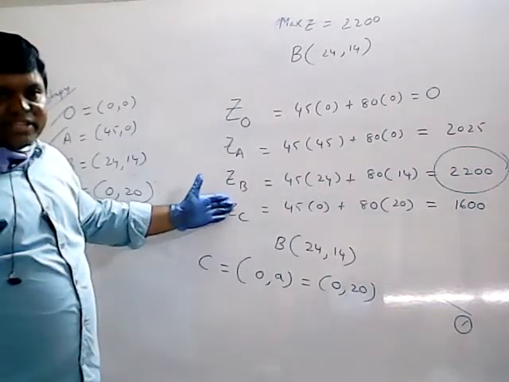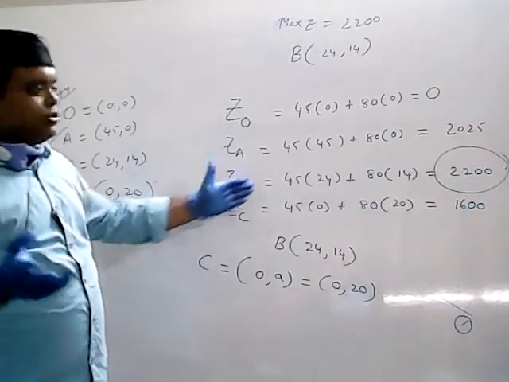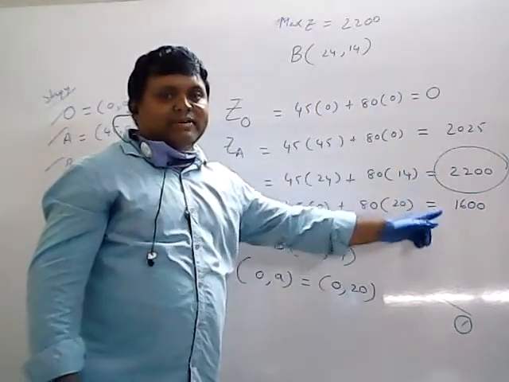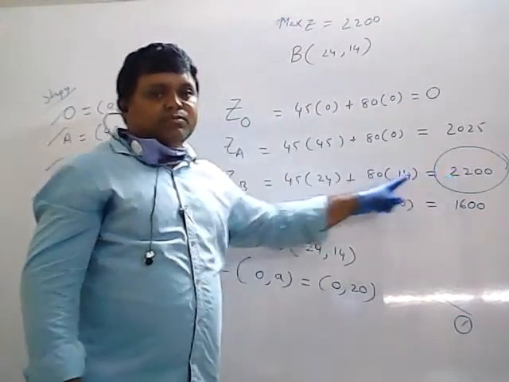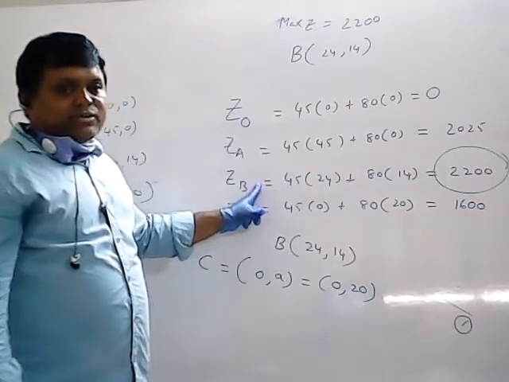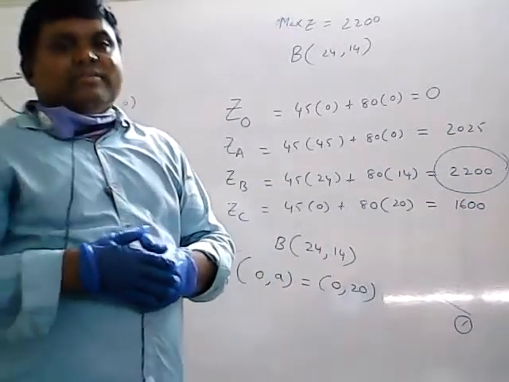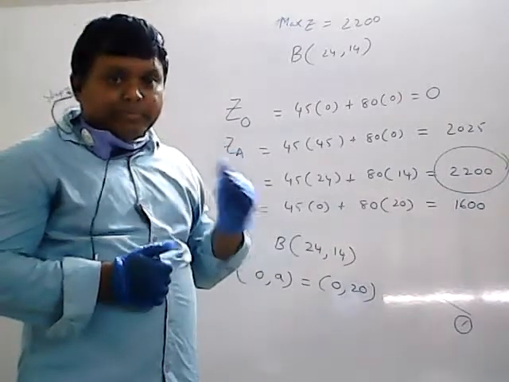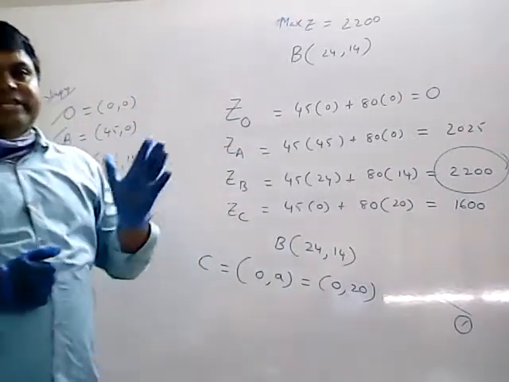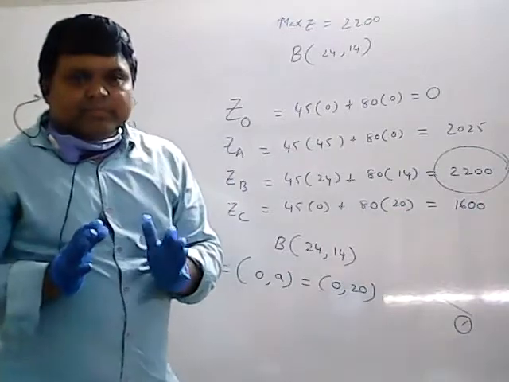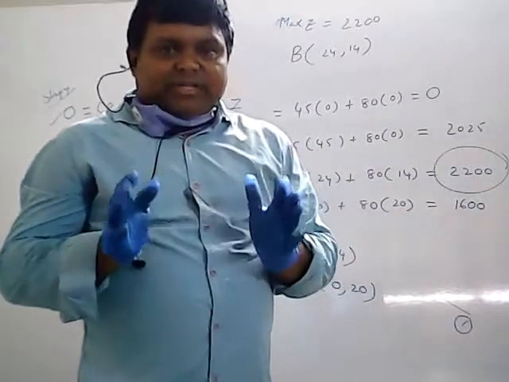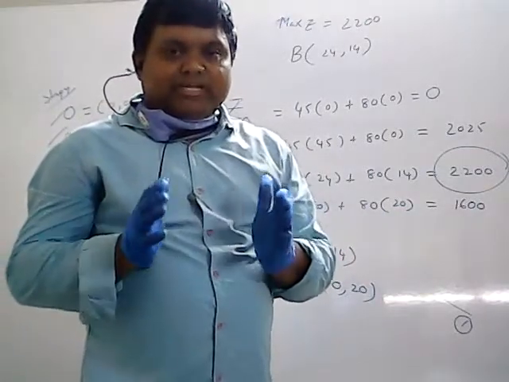So now your objective function is maximization or minimization? Maximization. Go for the maximum value. What is the maximum value you have? 2200. At which point did you get it? B point. And what is your answer for this particular problem? Maximum Z equal to 2200 at the point B. What is the point B? (24, 40). I think you have understood the method how to solve an LPP by using graphical method.